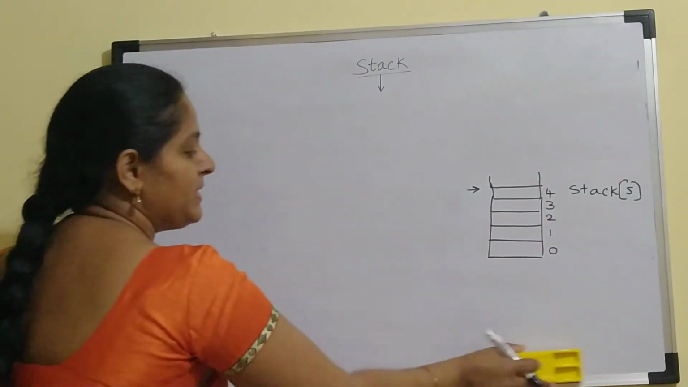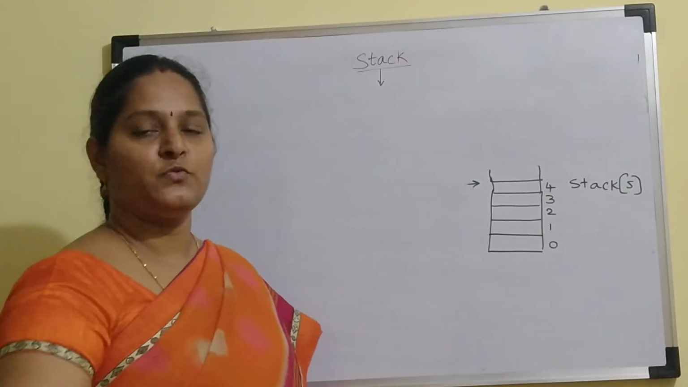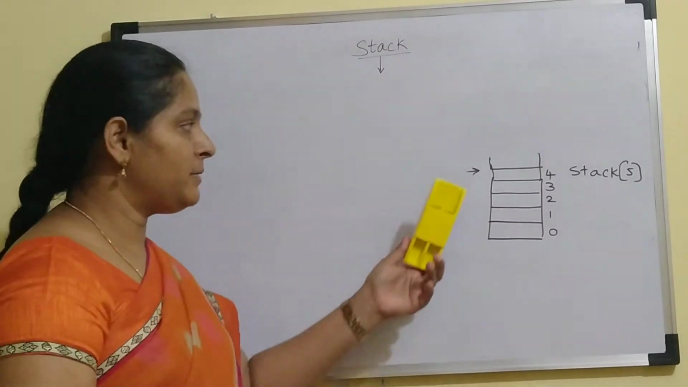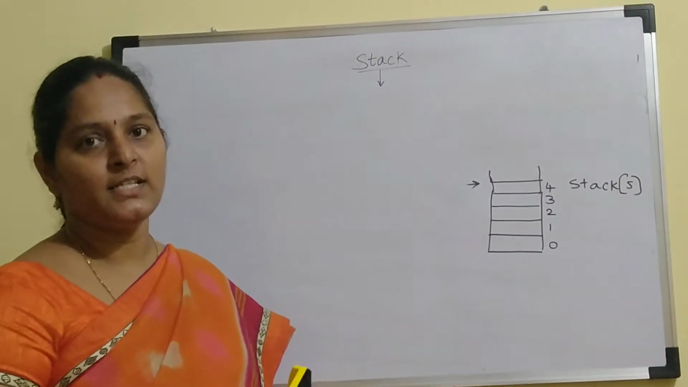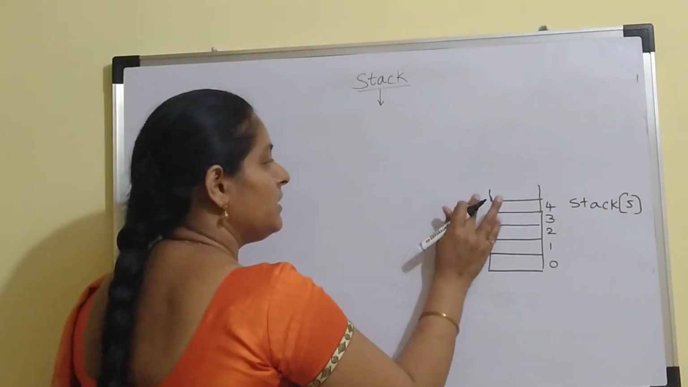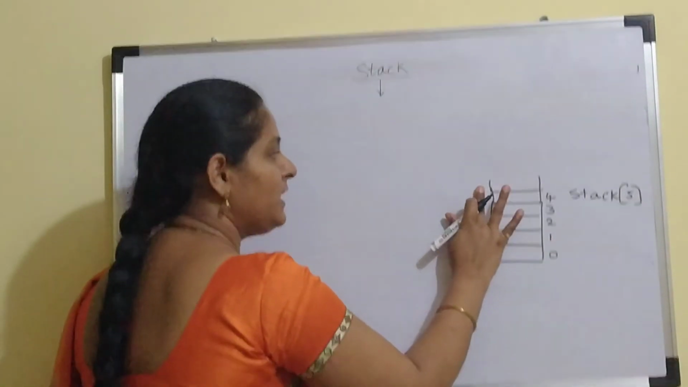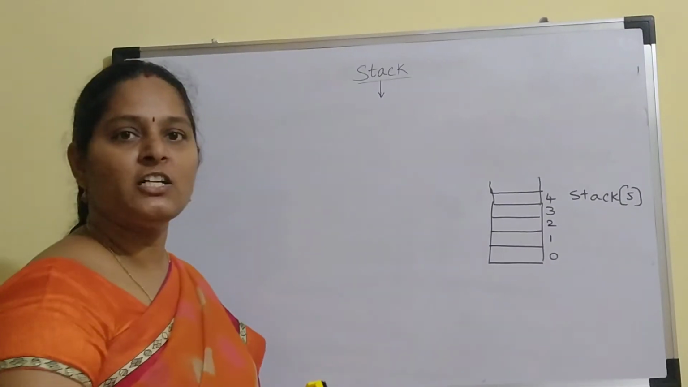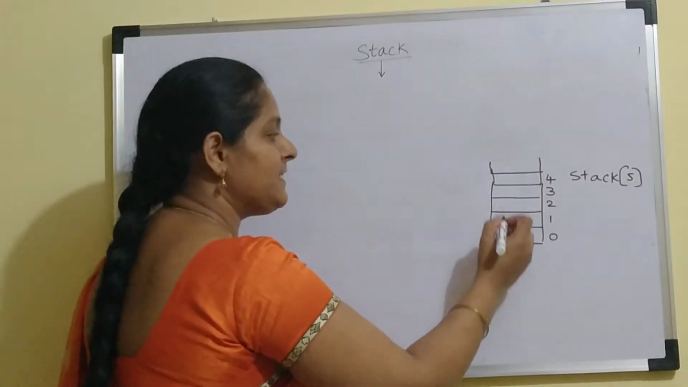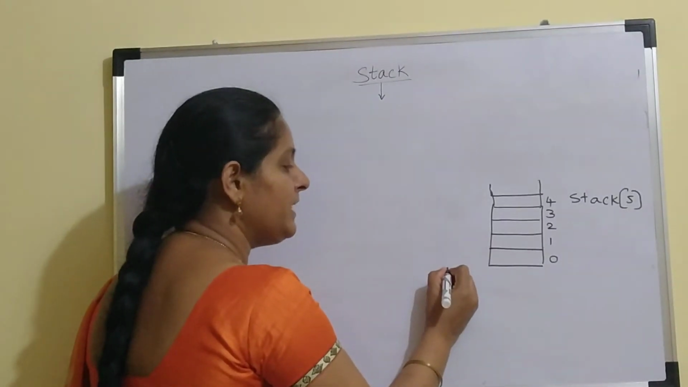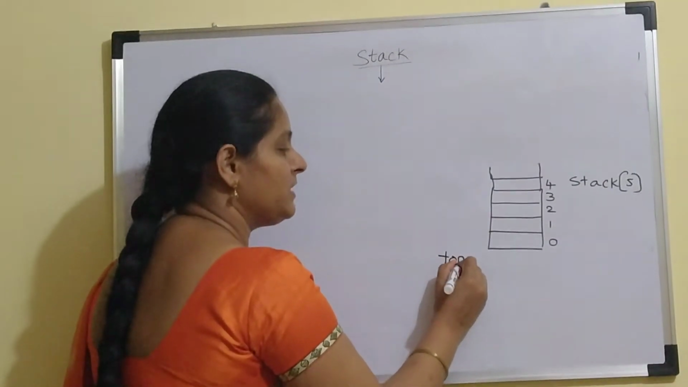Let us see the same example of size 5. So here my stack size is 5. That means that I can insert 5 elements into the stack. So always initially there are no elements in the stack. If there are no elements in the stack, that indicates that the stack is empty. So that stack empty condition we can represent like this.